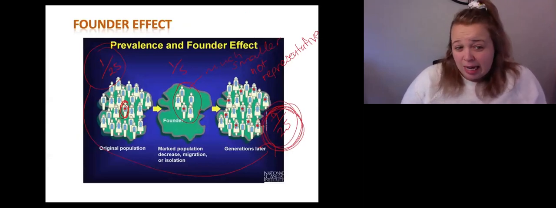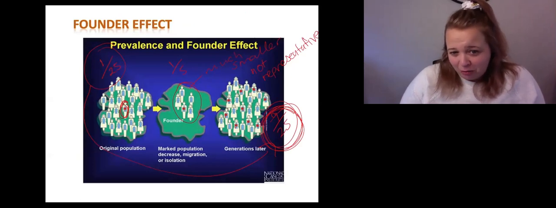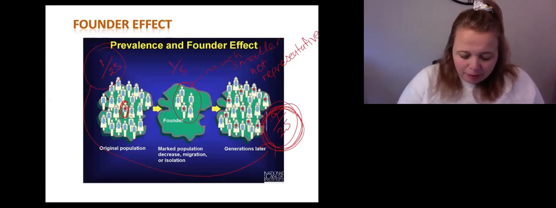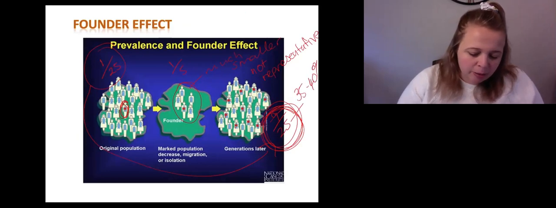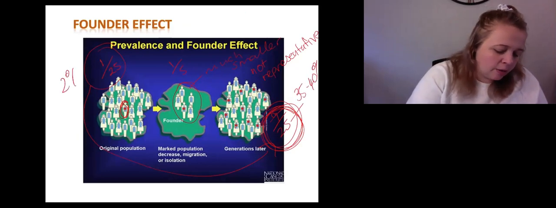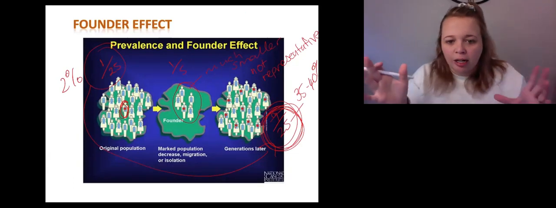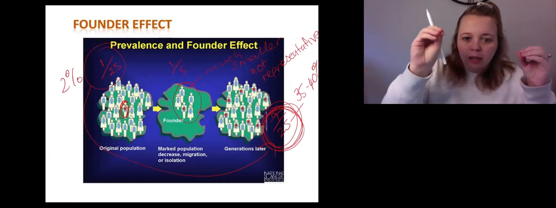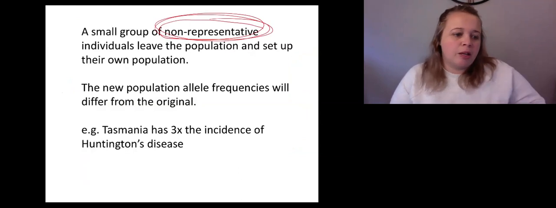So what's that as a percentage? I've given myself a really bad one. So we're almost at 35 to 40%, whereas at the beginning we were at 2% of the red. So you can see there's a marked change between the original population and the founder population.